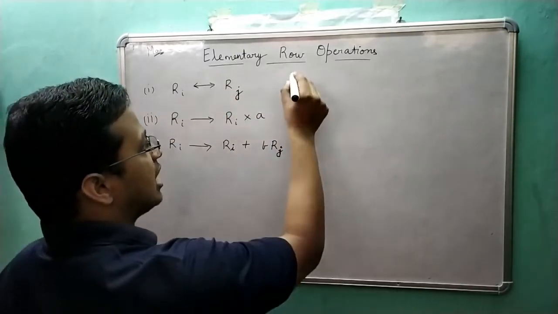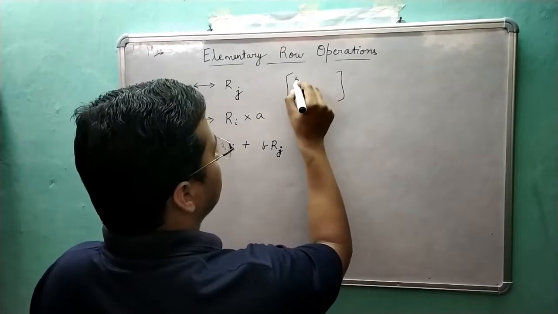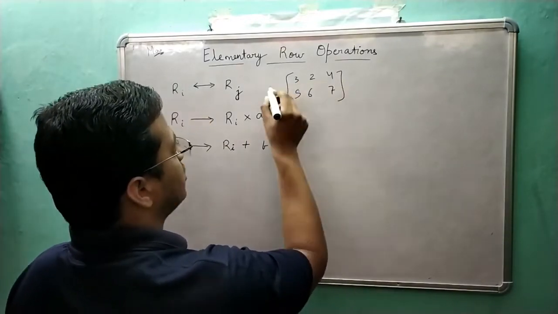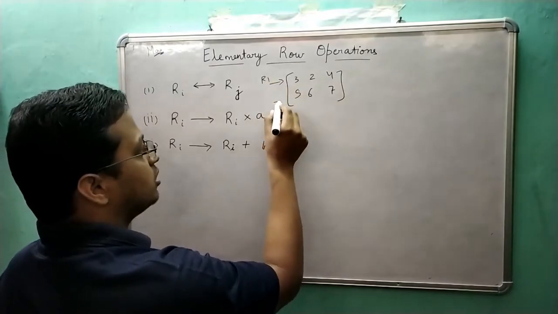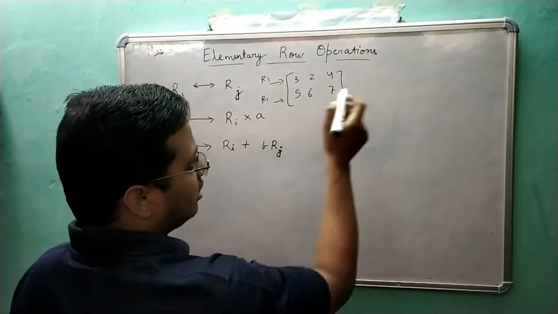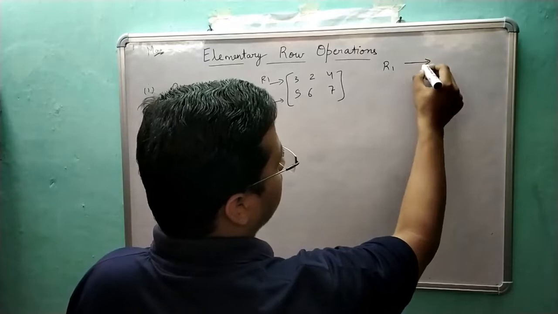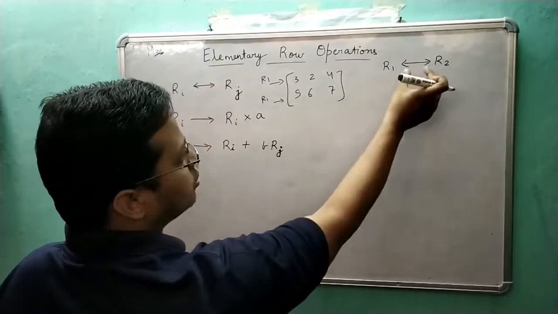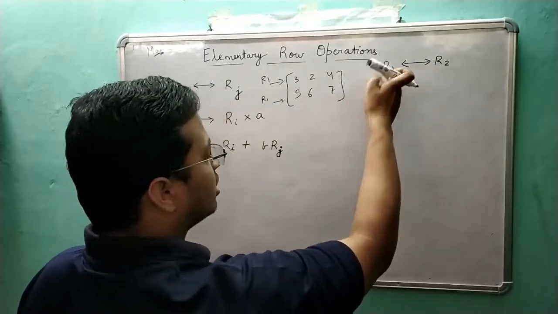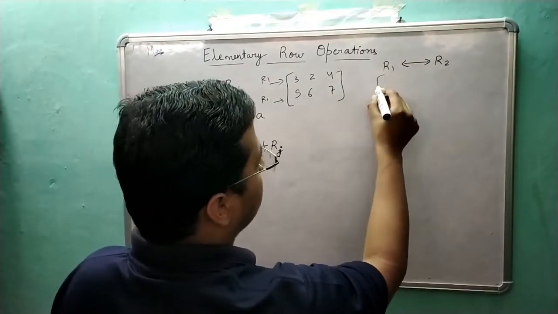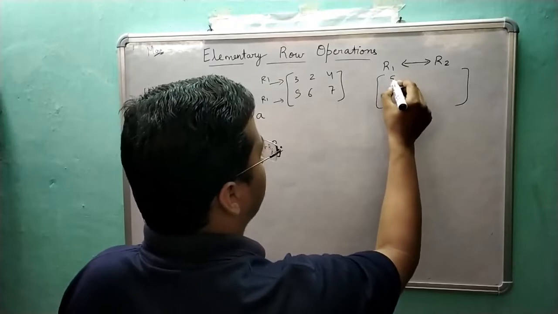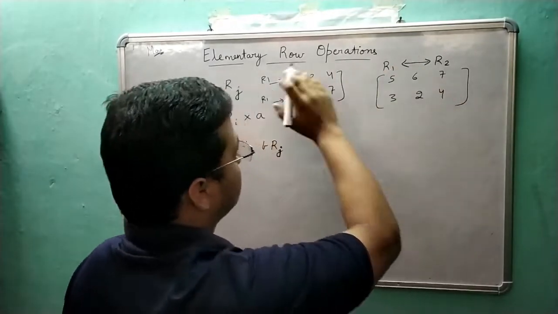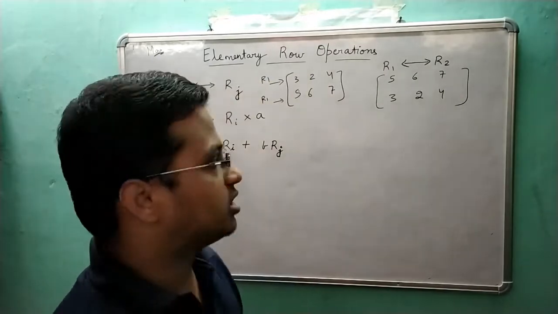Suppose we have a matrix 3, 2, 4, 5, 6, 7. This is our first row, this is our second row. If we interchange R1 with R2, remember this symbol, for interchange we use this symbol. So on interchanging R1 and R2, our matrix will now become 5, 6, 7, 3, 2, 4. This is a type of elementary row operation.